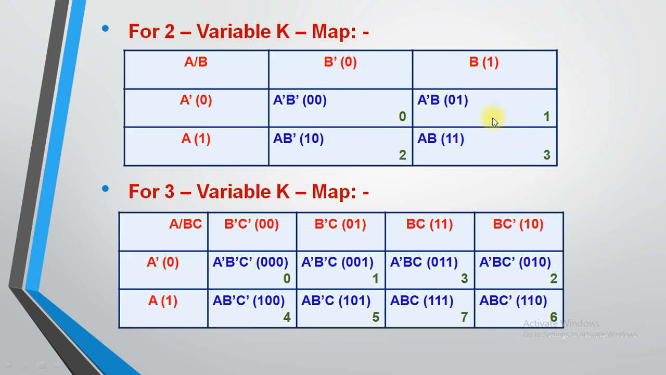I hope these 4 cells are properly clear. How have we formed them? The first cell is represented by 0, the second cell by 1, the third cell by 2, and the fourth cell by 3. The combinations for 2 input signals are 0 0, 0 1, 1 0 and 1 1. Now 0 is represented by a dash and 1 is represented directly.